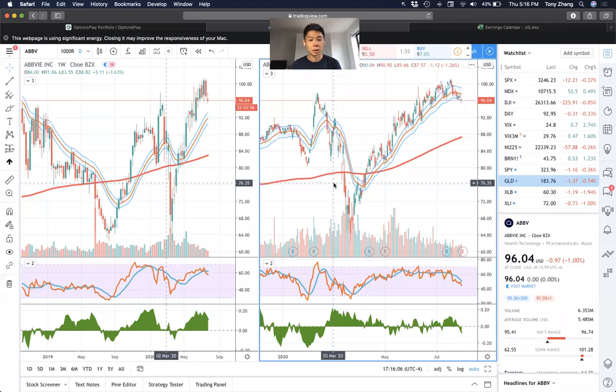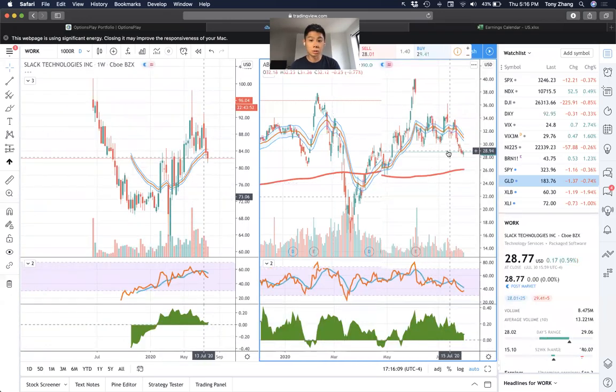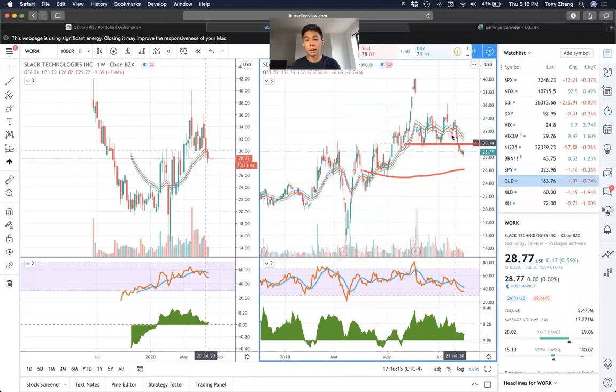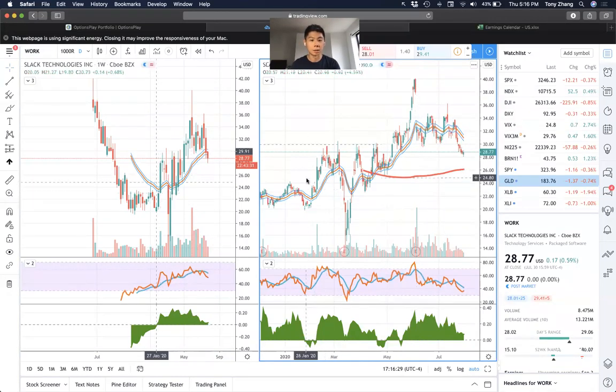Can you give insight on WORK? Slack? I don't like Slack. I think it's a small company, and it's hard for them to compete with Microsoft. They have the collaboration, but they don't have the Zoom features that Microsoft has built into Teams. And I think this might be a top here for Slack.